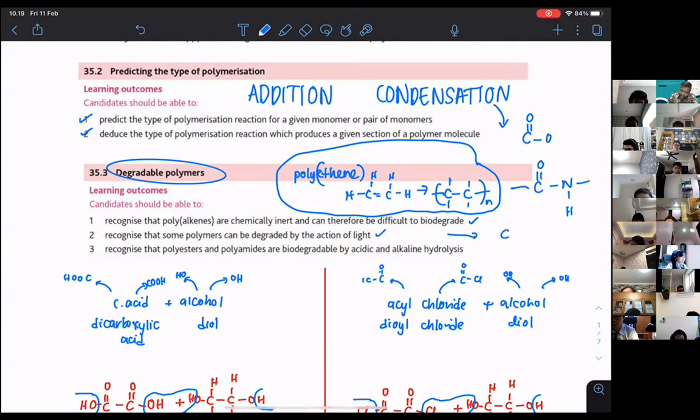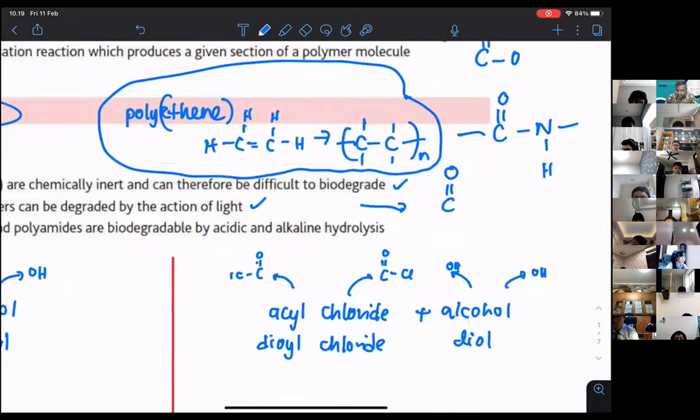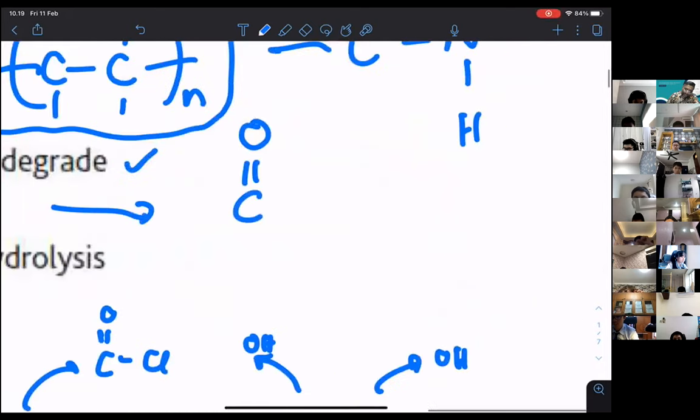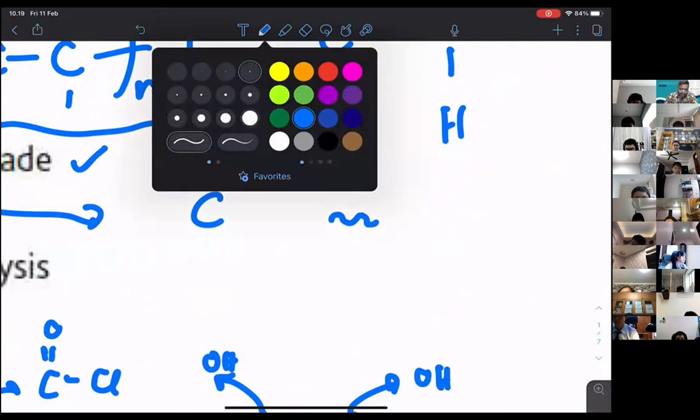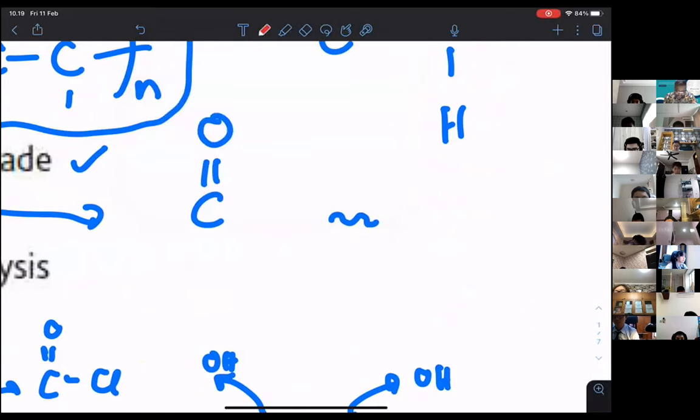They mentioned that certain polymers, if they have this bond, C double bond O, with the action of UV light, that bond can be broken. So they say this one can be biodegraded by action of UV light. But there are some problems when it comes to modern day disposal. If this is a polymer that is biodegradable by sunlight, this is my Friday.